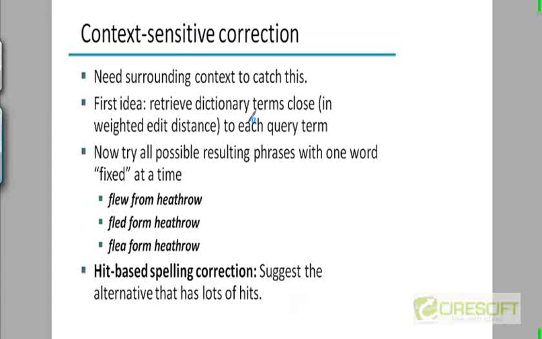What we will do is we will retrieve all the dictionary terms that are close to each of the query terms. So if we have W1, W2 and W3, we could have four terms in the dictionary that are close to W1, three terms in the dictionary close to W2 and five terms in the dictionary close to W3. So these are the four spelling suggestions for W1. These are the three spelling suggestions for W2. These are the five spelling suggestions for W3. And these are all isolated word spelling suggestions, using the techniques we just discussed.